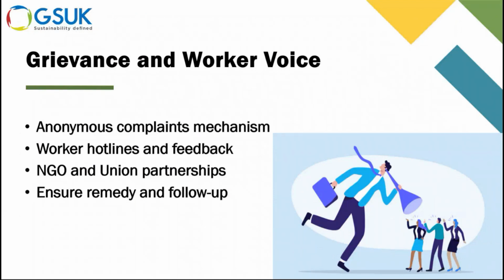This is very well understood, the requirement of anonymous complaint mechanism, workers hotlines and feedback. Many a times organizations have some of these things outsourced to other agencies so that it is transparent. NGO union and partnership also help in some ways and ensure the remedy and follow up. So we talked about the requirement of remedy when we talked about the UNGP principles. This is something which has to be taken care of by the organization to prevent or control the incidence of forced labor.